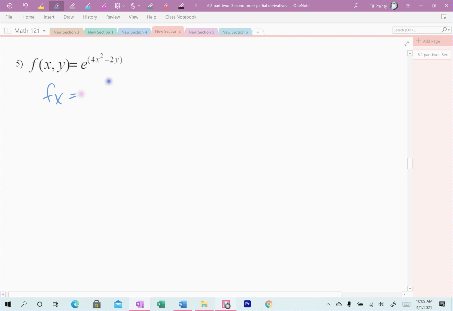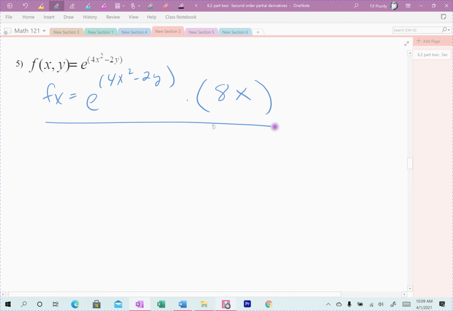So f sub x. The first part, I write down the e to the 4x squared minus 2y. And then it's the second part of the chain rule where it matters which variable I'm looking at. So I look at my function e. In the inside, I've got my 4x squared minus 2y, and so it's the 4x squared I take the derivative of, because it's with respect to x, so I get 8x. And so there's my derivative with respect to x. Alright, now I take its derivative with respect to each variable. Alright, so there's the first order derivative.